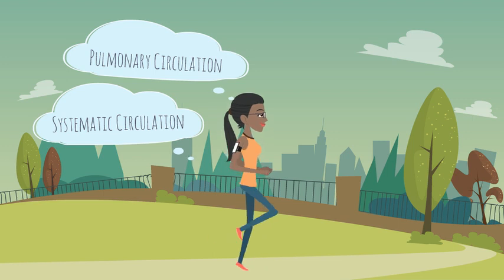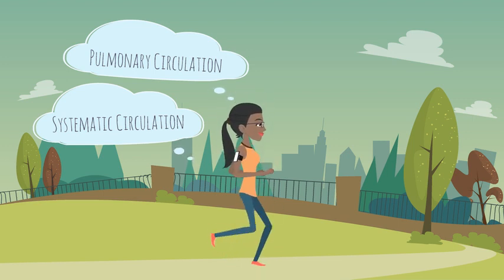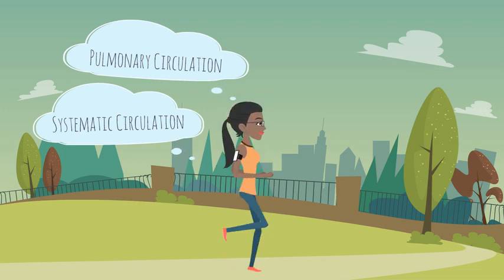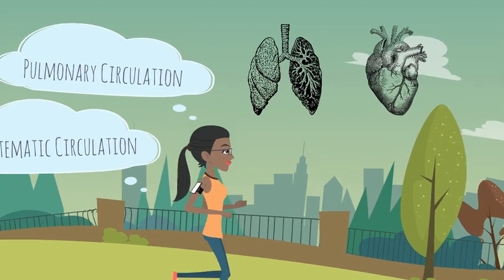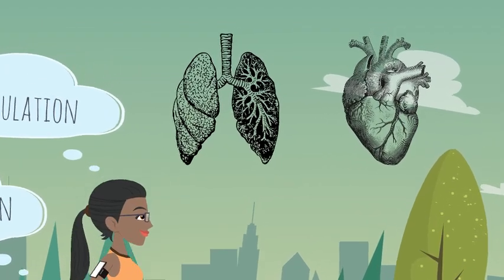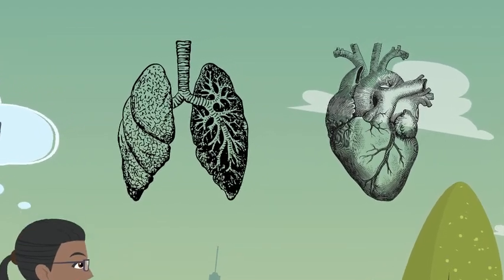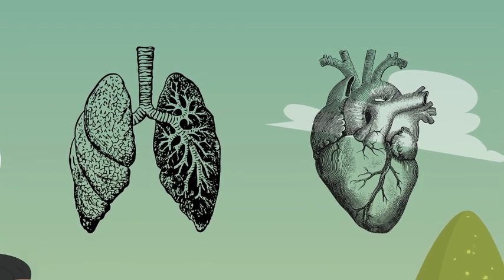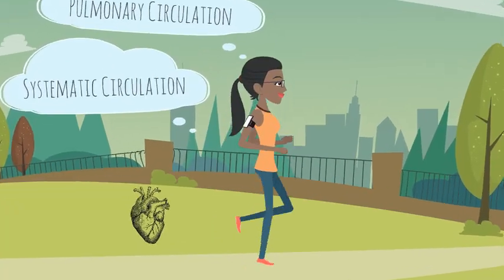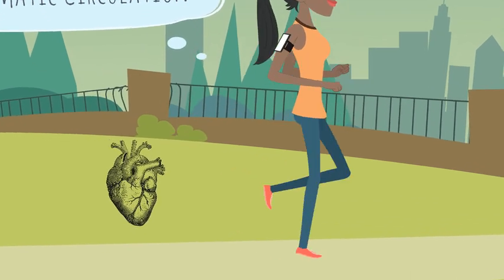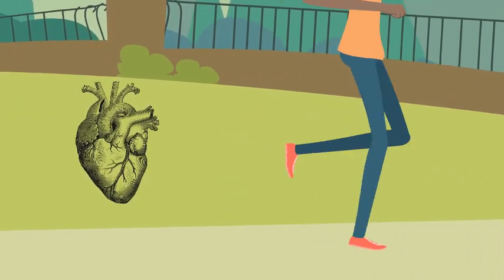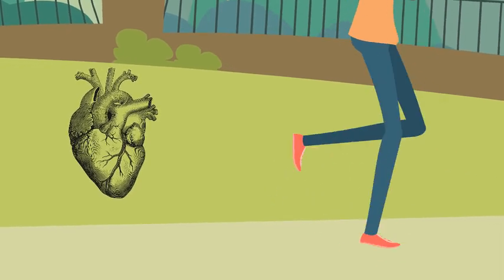There are two halves of the system that we will be talking about. First, the pulmonary circulation, and second, the systematic circulation. Pulmonary circulation deals with blood traveling between the heart and the lungs. Systematic circulation deals with blood traveling between the heart and the tissues of the body.